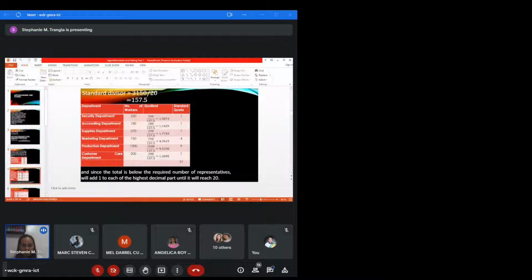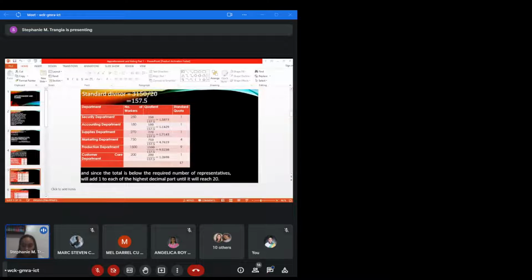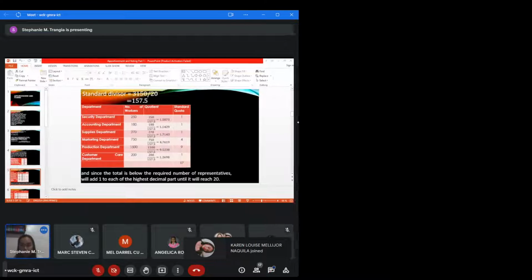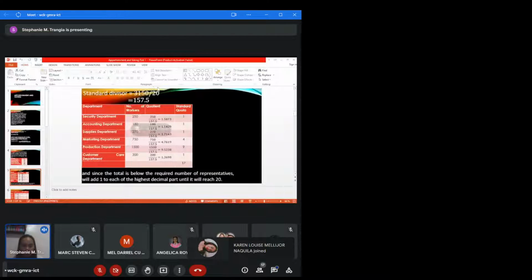What you do is you first divide the total population by the number of people to apportion. So that's 3,150 divided by 20. That is equal to 157.5. This number will serve as your standard divisor. This standard divisor will then be used to divide the number of workers per department.